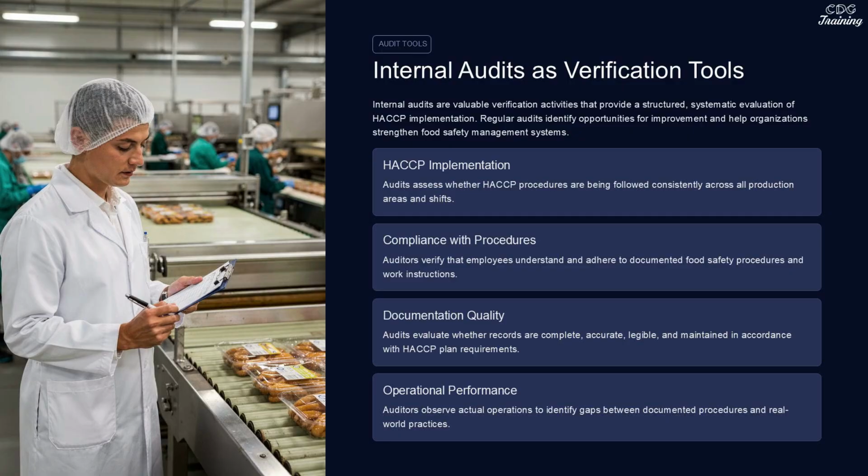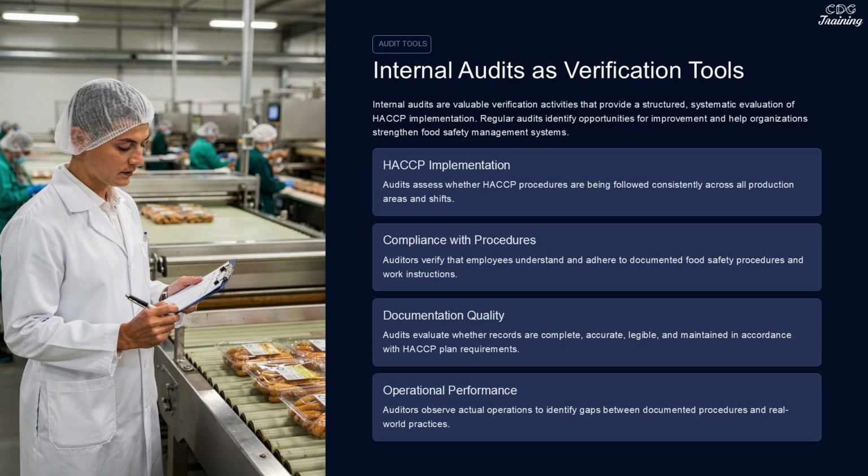Internal audits are valuable verification activities that provide a structured, systematic evaluation of HACCP implementation. Regular audits identify opportunities for improvement and help organizations strengthen food safety management systems. Audits assess whether HACCP procedures are being followed consistently across all production areas and shifts. They verify that employees understand and adhere to documented food safety procedures and work instructions.